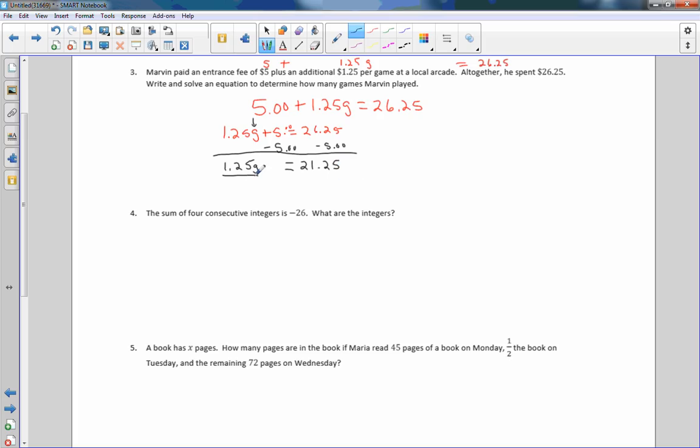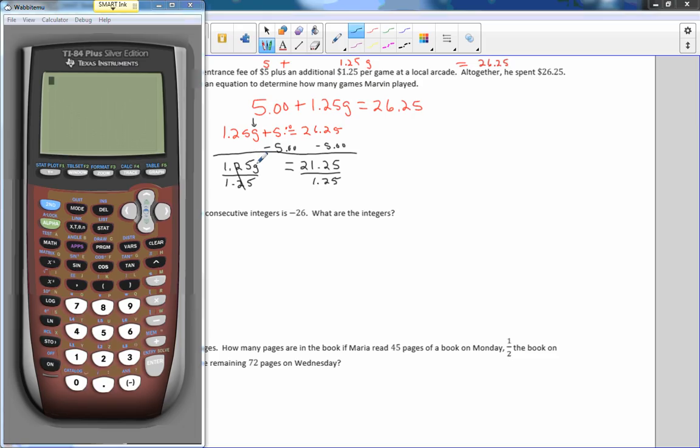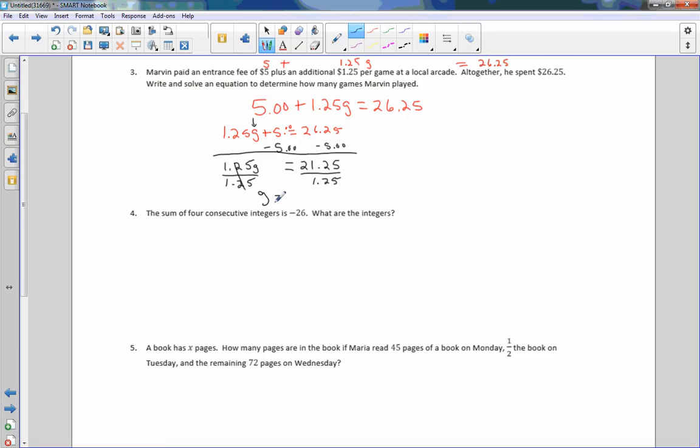To solve for G, I am now going to divide by $1.25 and divide by $1.25. The $1.25s cancel. Okay, so I have my calculator here now. So I'm going to take 21.25 divided by 1.25, and that is going to be 17. So G equals 17. Okay, so that's how many games Marvin played.